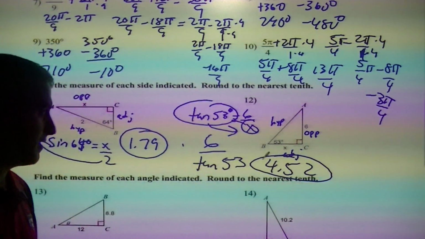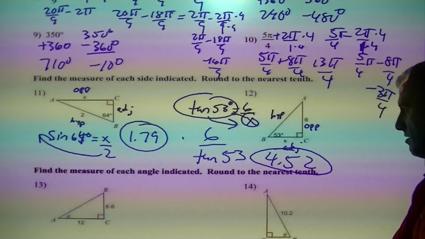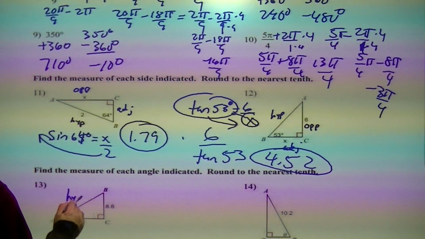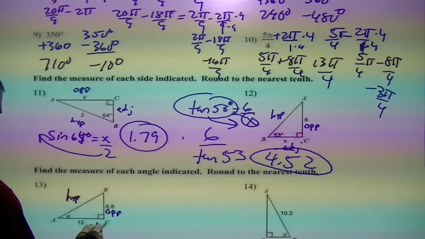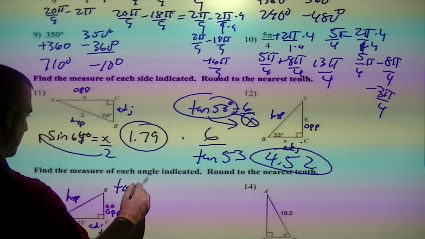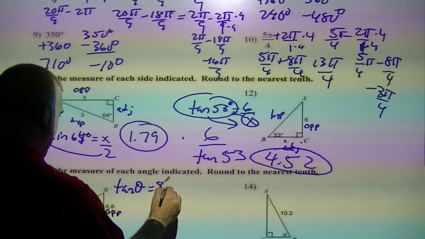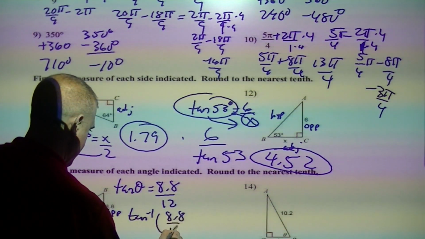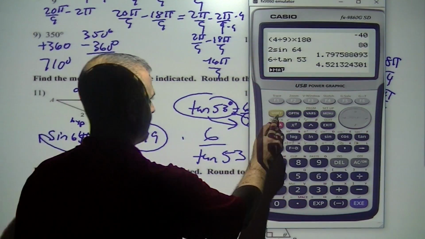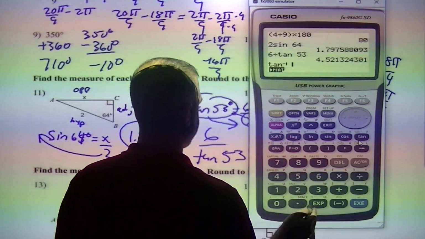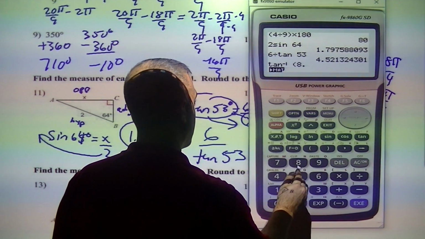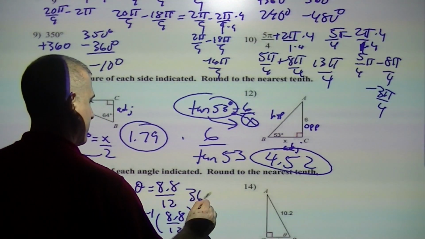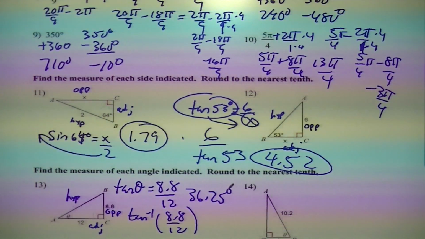Okay. Moving on to this part. Find the measure of each indicated angle. So once again, this is the angle I'm going off of. So this is hypotenuse, opposite, and then this is adjacent. So opposite and adjacent is what I have. So tan of theta, in this case, would be 8.8 over 12. And I would do the inverse of that, which will actually give me what the angle is. So second tan, 8.8 divided by 12. Okay, that's 36.25 degrees.